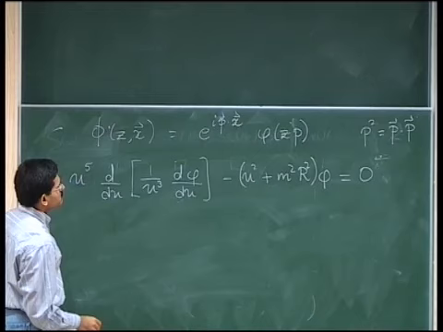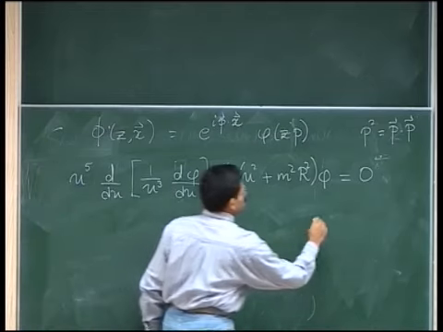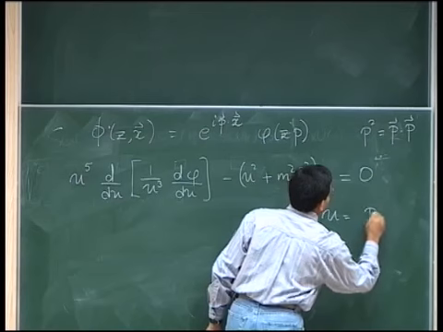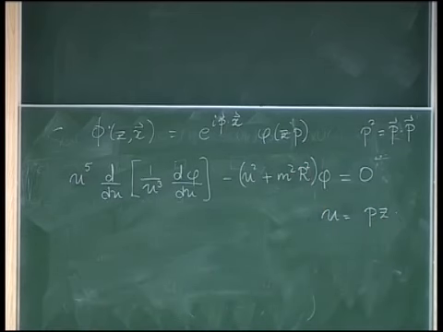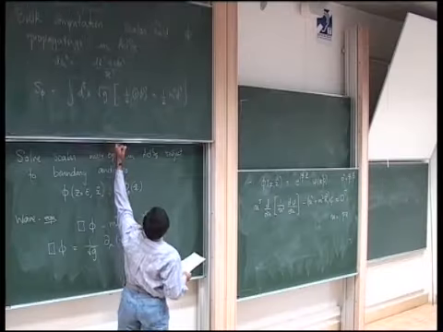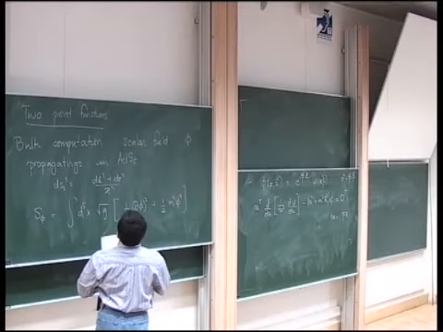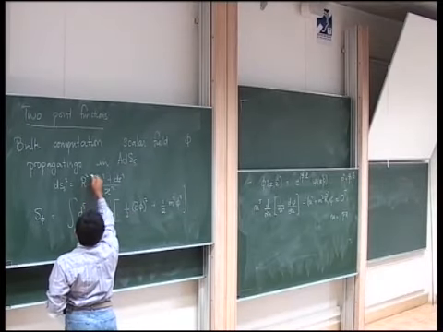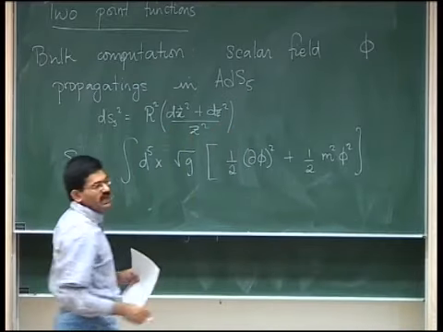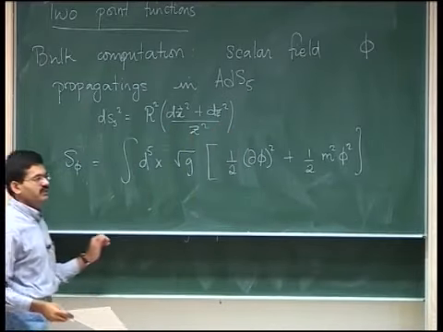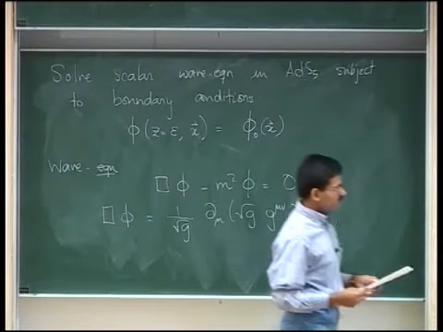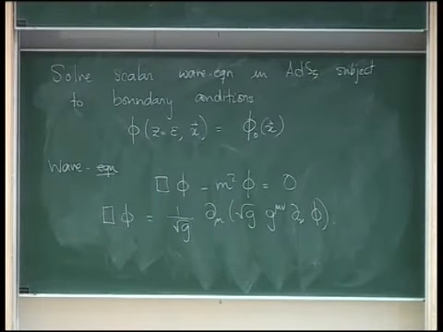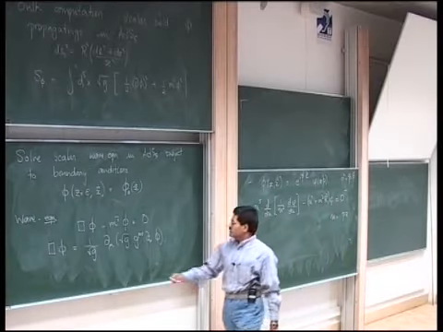Okay, where U is P times Z. And let me put back my length scale here. I had set the AdS radius to 1. Let me put back the AdS radius because I'll keep track of that in what follows. Okay, so this is reasonably straightforward.